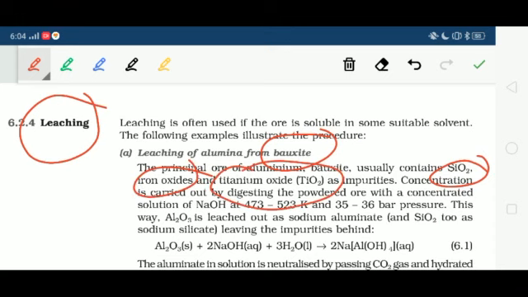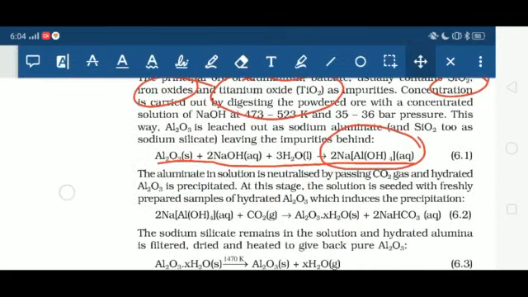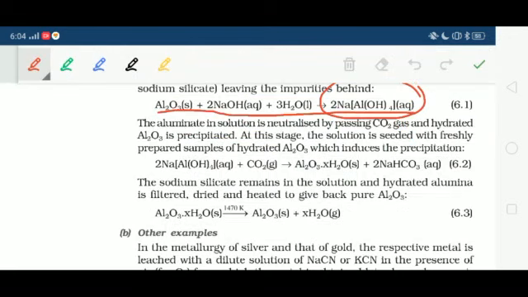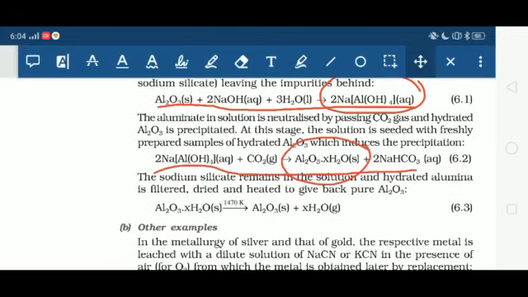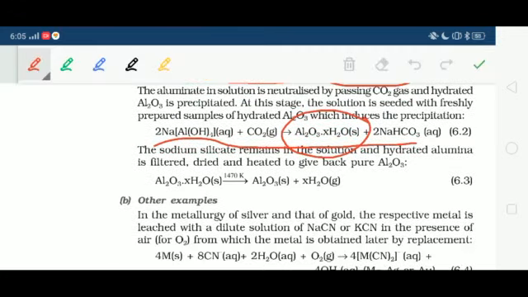So basically the powdered ore is dissolved in sodium hydroxide, and on dissolving it in sodium hydroxide, aluminium oxide will go into the sodium hydroxide to form sodium aluminate. Then this sodium aluminate is further treated with carbon dioxide to form hydrated aluminium oxide, and this hydrated aluminium oxide is further heated to give dry aluminium oxide, that is alumina.